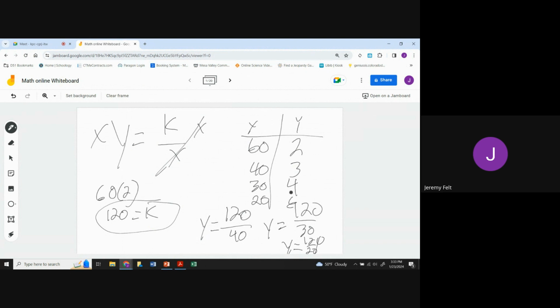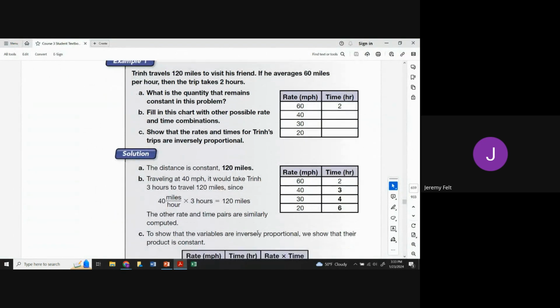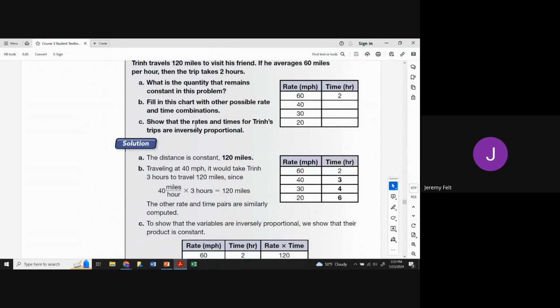So the slower we go, or we go down in miles per hour, the longer the trip is going to take. Okay. The faster we go, so miles per hour is going up, then the time is going down. So it's an inverse relationship. One's getting bigger, the other's getting smaller, and vice versa. Okay, so we fill in all of those. The quantity that remains constant, our k, is 120 miles. And we showed that the rates are inverse. We found 40, 30, 20 miles per hour, the time that it would take.